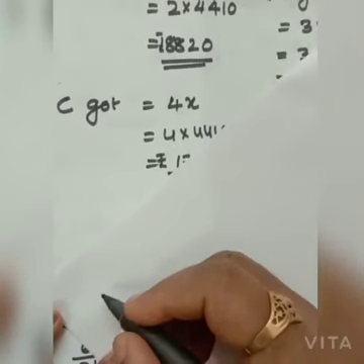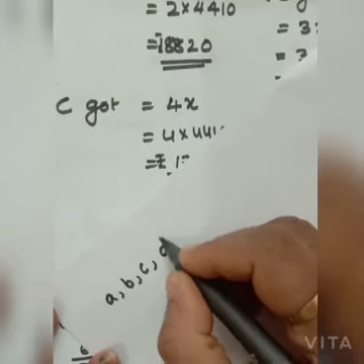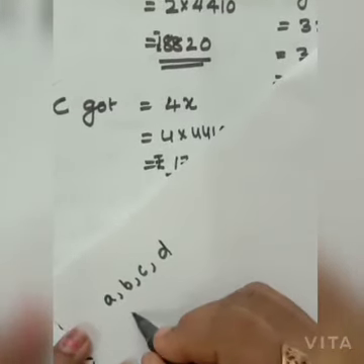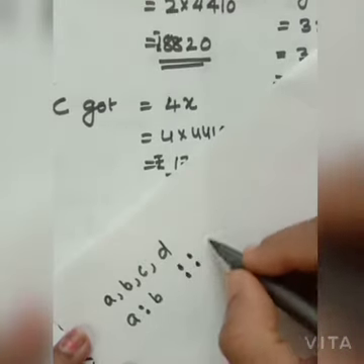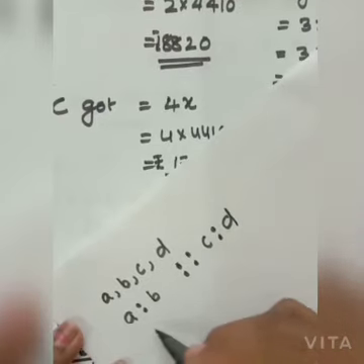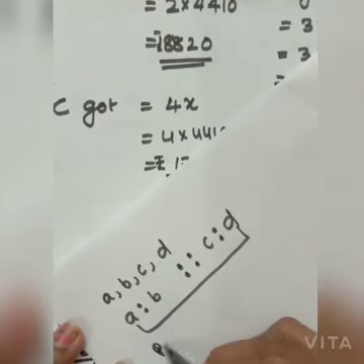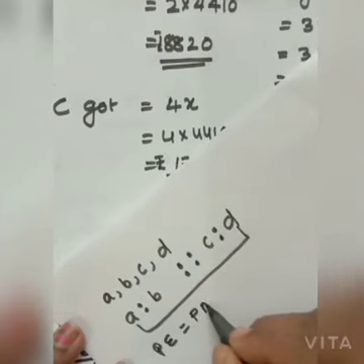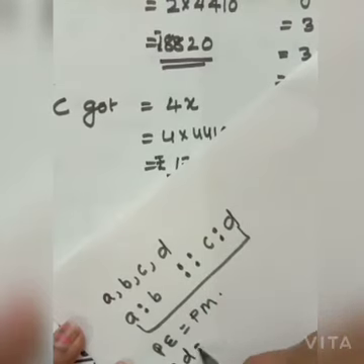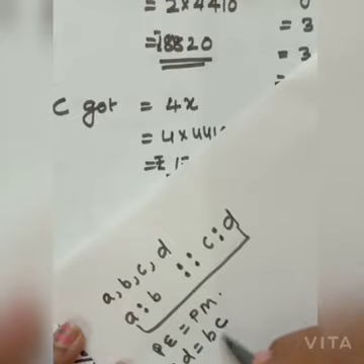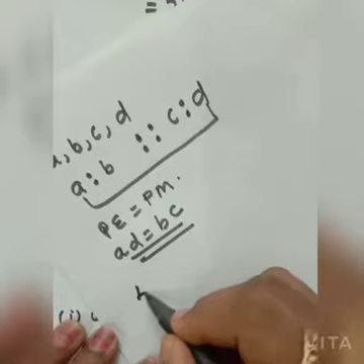Suppose A, B, C, D are 4 quantities. You have to check whether A ratio B is proportional to C ratio D. What you have to do: product of extremes, first and last, equal to product of means. Means meaning middle. That is AD equal to BC. You have to check this one. Suppose you have to find out the fourth proportional.